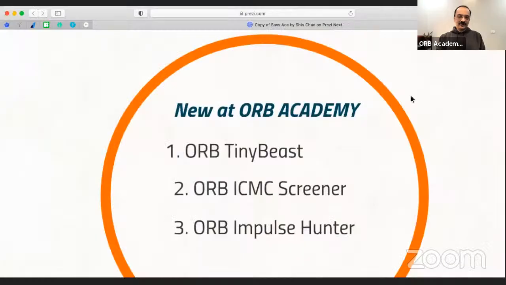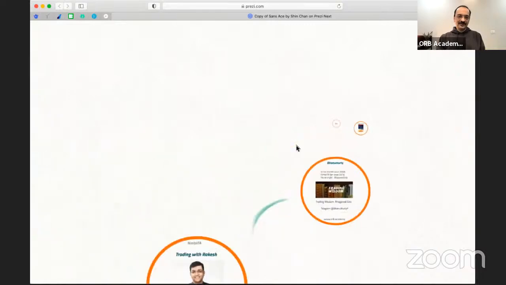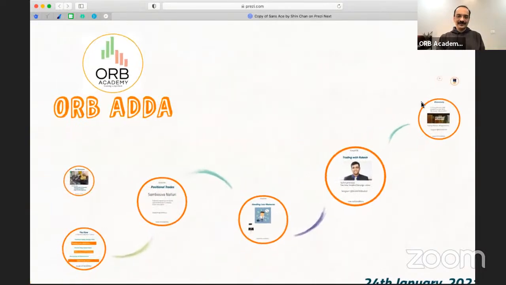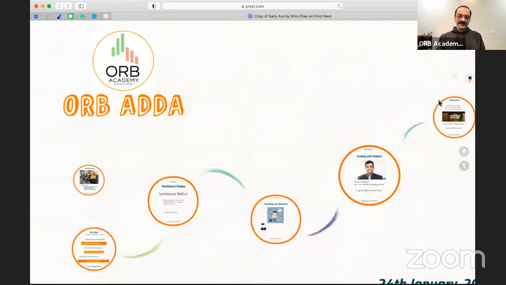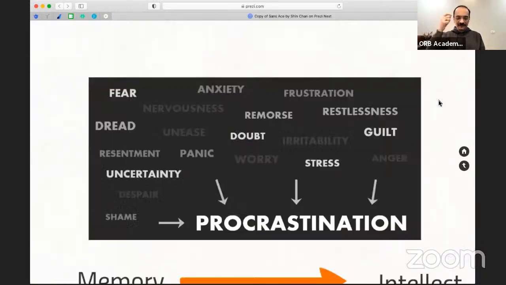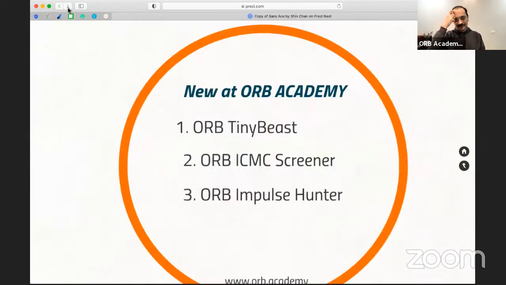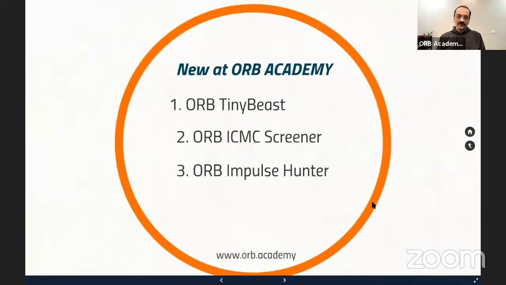Yes. So we move forward to the last leg, another 10 minutes or so. I'll just update you on what's new at your academy. Of course, this last month, when we had the last Adda, we spoke about the ICMC and the tiny-based screener for MT4, which was launched last time, and that is actually working very well.